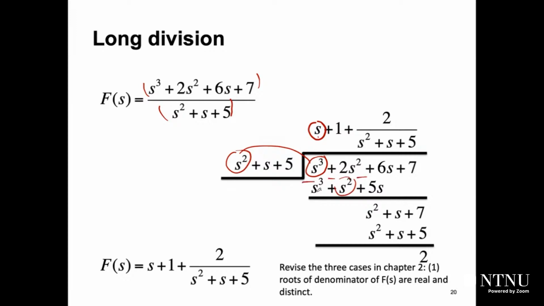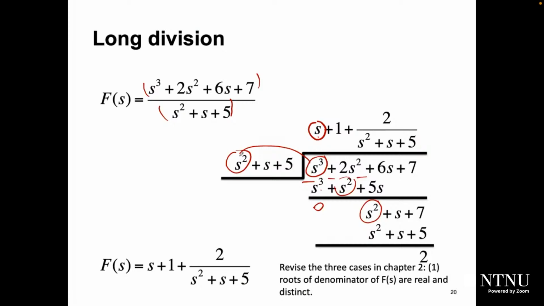So this one, s cubed minus s cubed, it will be 0. 2s squared minus s squared, it will be s squared. 6s minus 5s, it will be s and 7. Now this order is still higher. We don't have a remainder. We will do a division one more time.